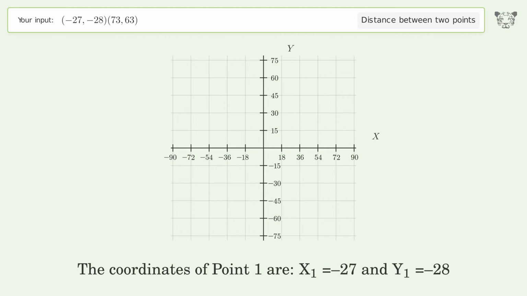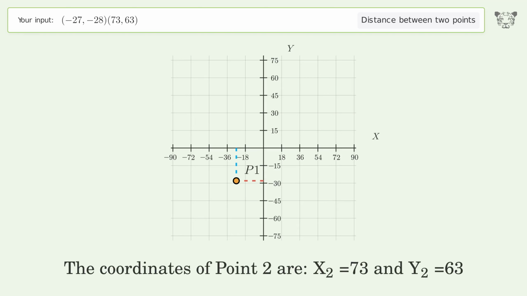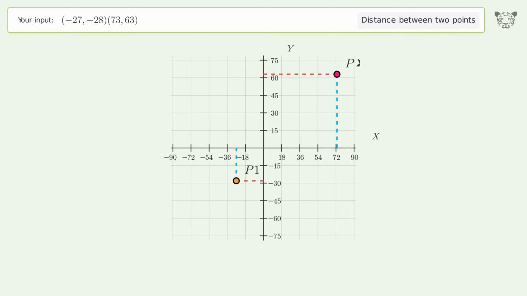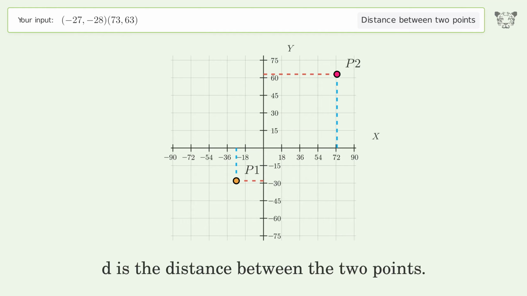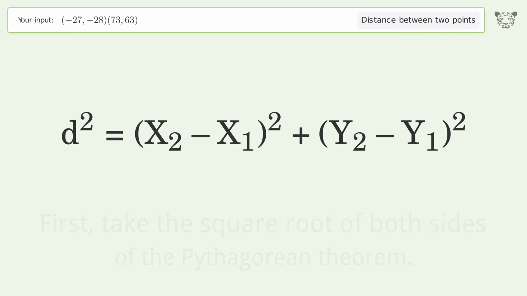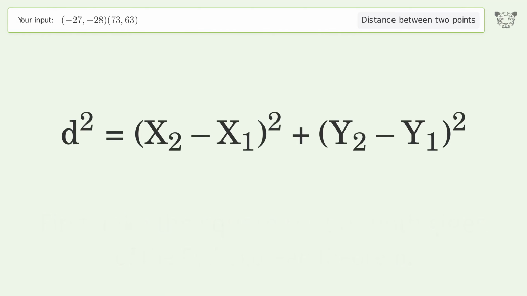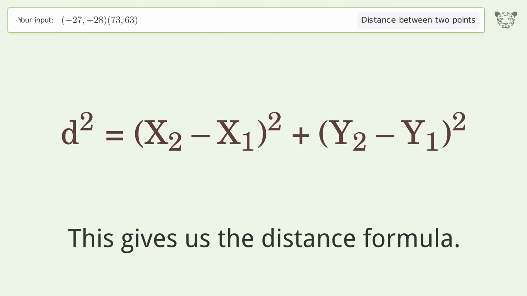The coordinates of point 1 are x1 equals -27 and y1 equals -28. The coordinates of point 2 are x2 equals 73 and y2 equals 63. D is the distance between the 2 points. First, take the square root of both sides of the Pythagorean theorem. This gives us the distance formula.